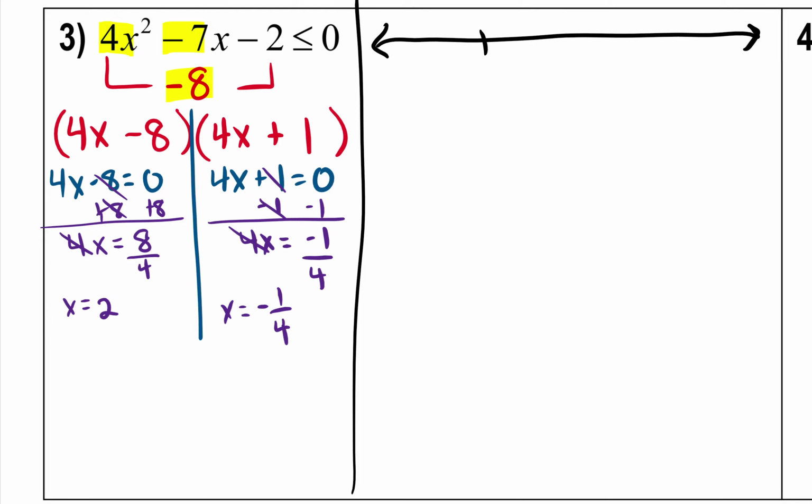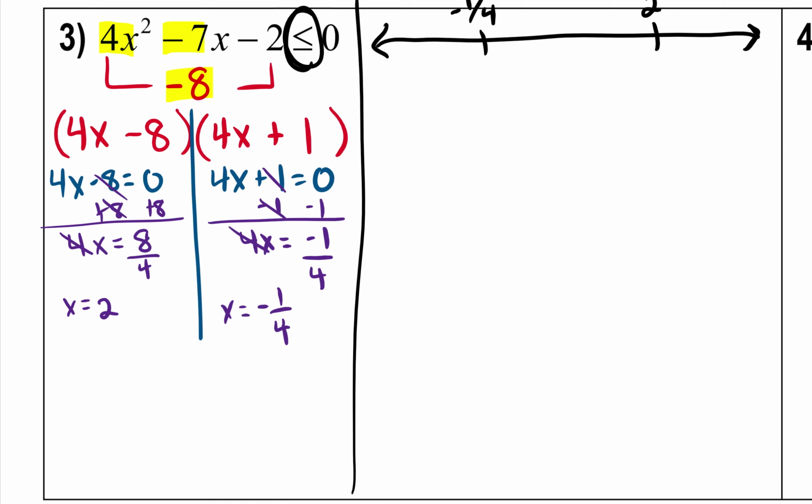Anywhere on here is fine. I'm going to write my two critical points, so I have negative 1/4 and positive 2. I can't use those points. They won't help me because those are on the zeros. I need to know when my graph is below 0, or less than. Because I want less than, I can't use those. I've got to find something else.